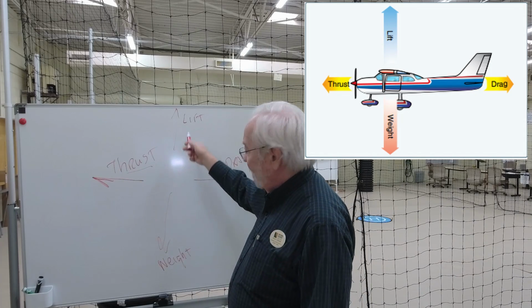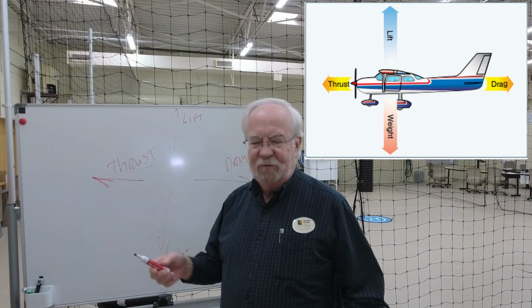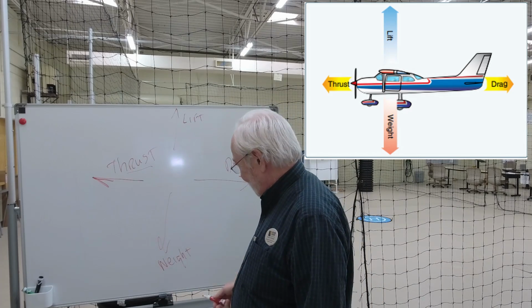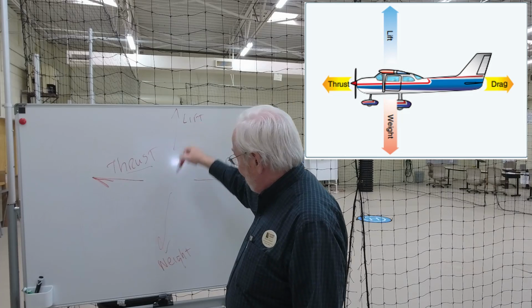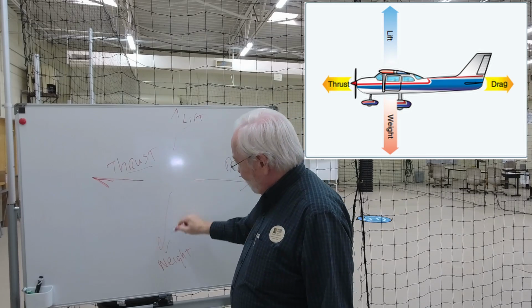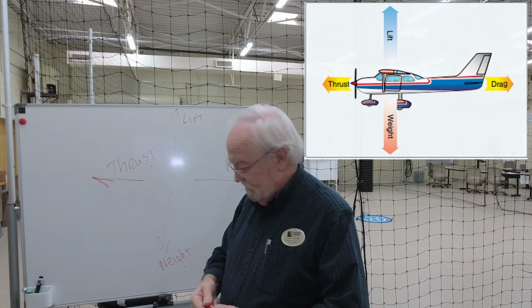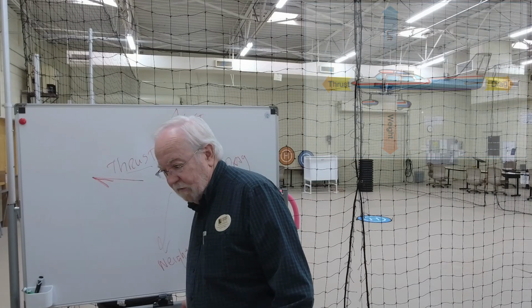Okay, if you want to go up, you have to produce more lift. And that's, of course, propeller speed. Propeller goes up. If you want to go down, you reduce the amount of lift, and the weight of gravity is more than the lift that you provide. Pretty simple. Performance.